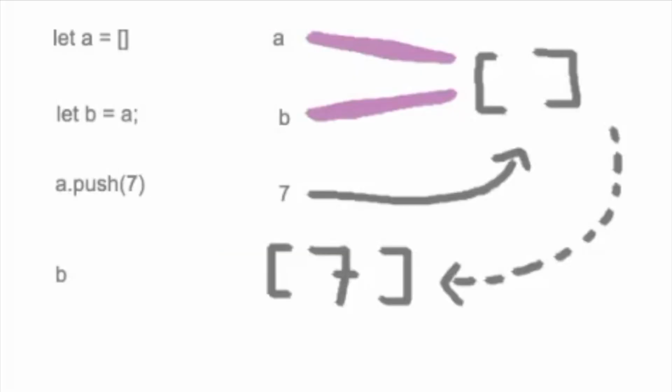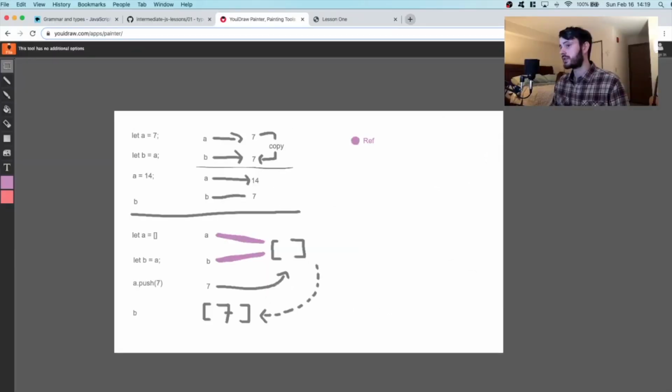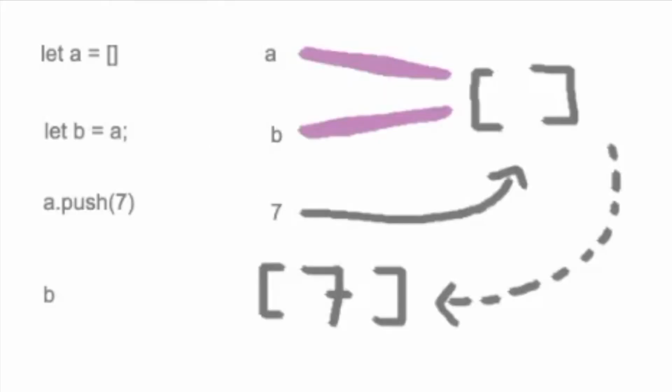So let's say, for example, we're setting a to this array. What we're actually doing is creating an empty array and referencing that array from a. So if we then say b is set to a, we're actually copying a reference to that array from a, which means if we add the value, say 7, pushed into that array, b is also going to see that same array that's no longer empty.